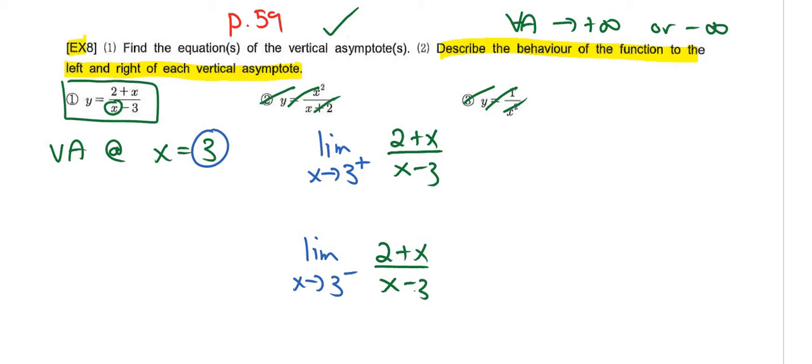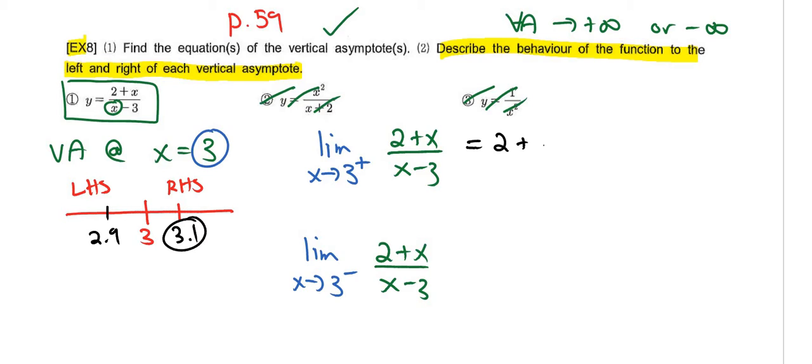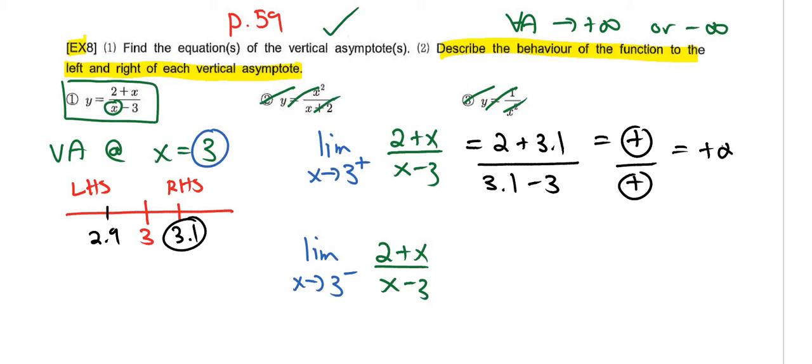So I just need to evaluate these limits, and the best way to do these kinds of limits is to draw a number line with 3 in the middle, the left hand side and the right hand side. Let's pick numbers on the right hand side of 3 and the left hand side of 3, 3.1 and 2.9. For the right hand limit, let's pick 3.1. So this will be 2 plus 3.1 divided by 3.1 minus 3, and the numerator is positive and the denominator is also positive, so this is positive infinity.